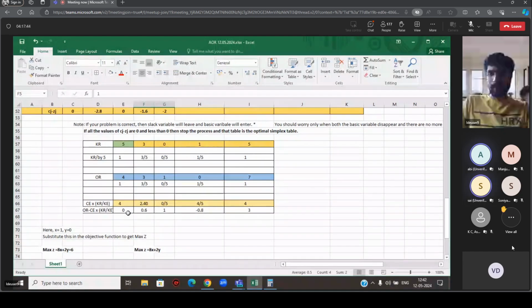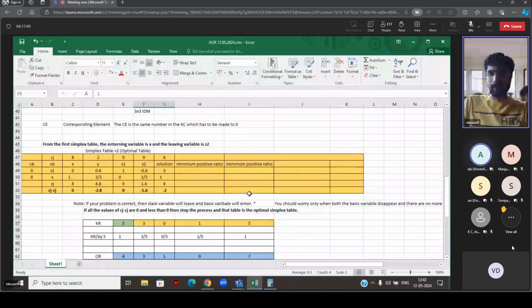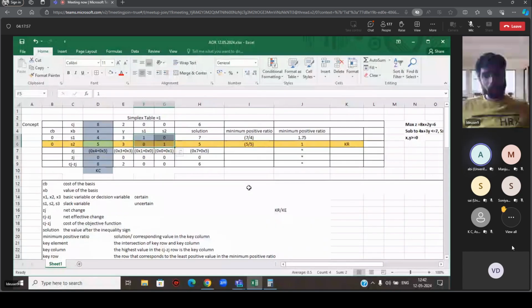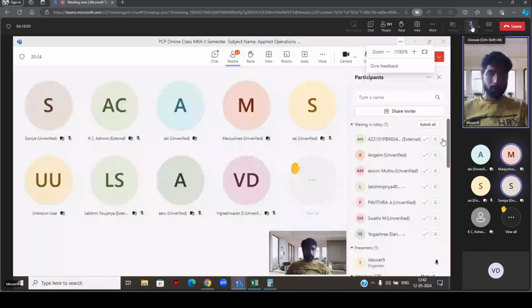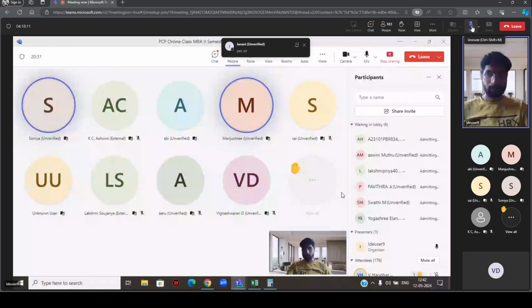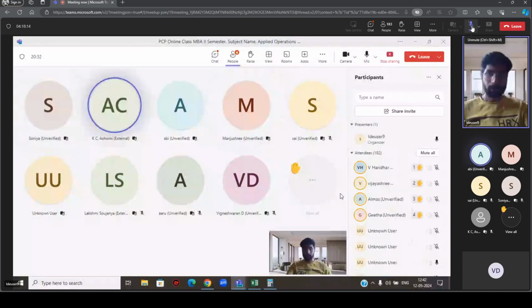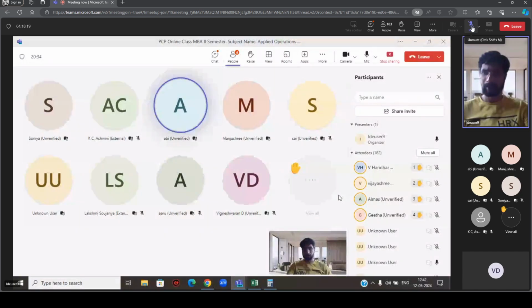Thank you, sir. Welcome. I understand simplex. Okay, sir. All good. Yes, sir. All of you have understood or all of you have slept? Good. Understood. Very good. So somebody has raised hands. Who is it, Geeta, Almas, Vijay, Shri, Haridar?